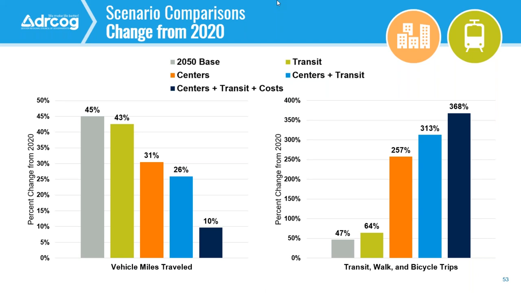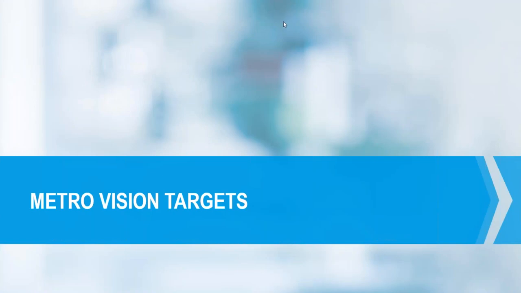So when you put all of these together, as you see, the vehicle miles traveled growth compared to the 2050 base goes down significantly. And conversely, transit, walk and bicycle trips increase exponentially in this combination of scenarios. So let me talk through these at the Metro Vision targets, and then we'll pause for questions on this section.